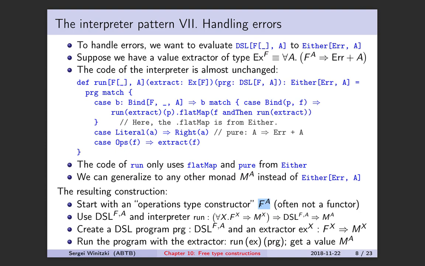And often this type constructor will not be a functor. Maybe it will be a partial type-to-type function, not a functor that needs to be a total type-to-type function always. Then we use this DSL, which is a library construction that is written once for all f. The interpreter, again, is written once for all f.